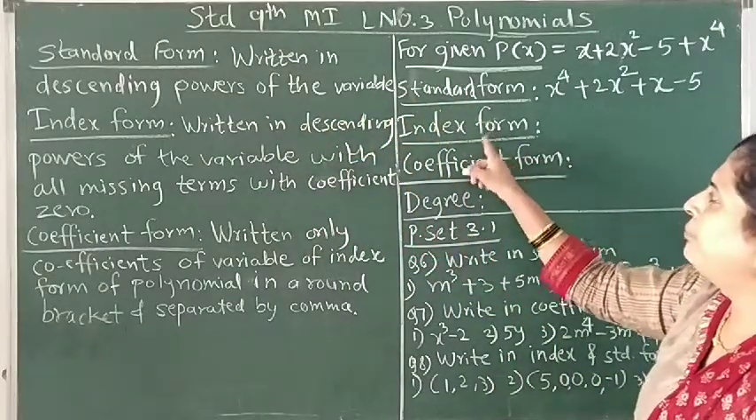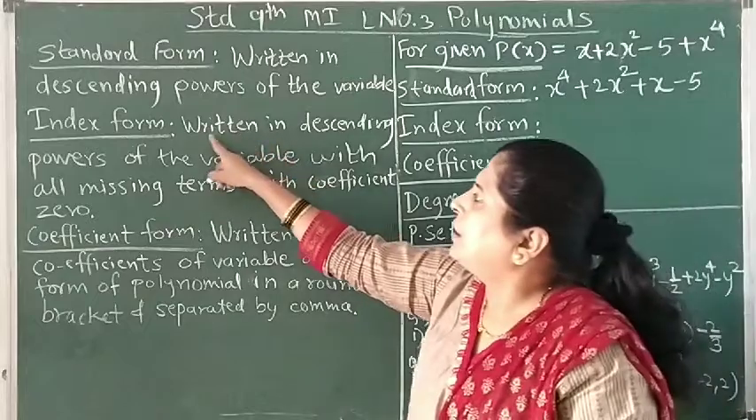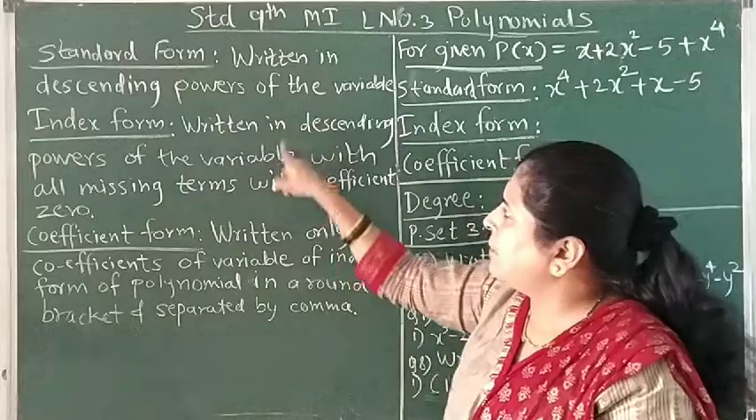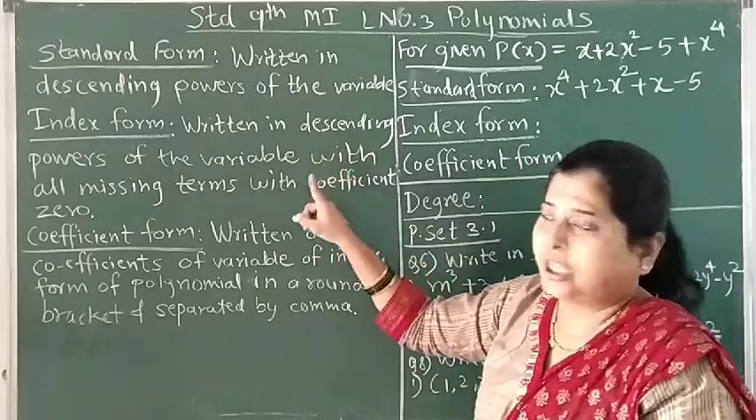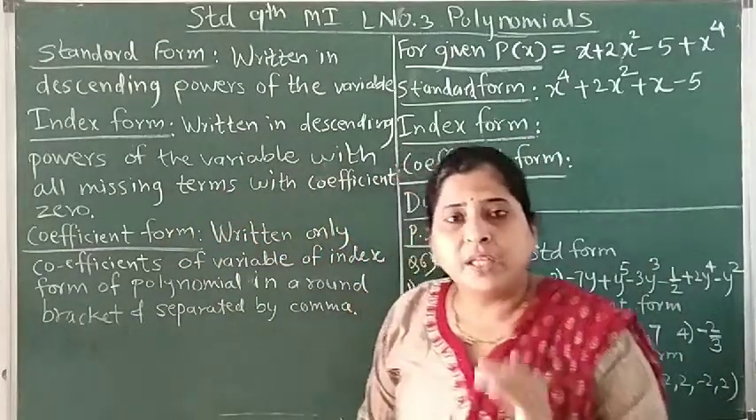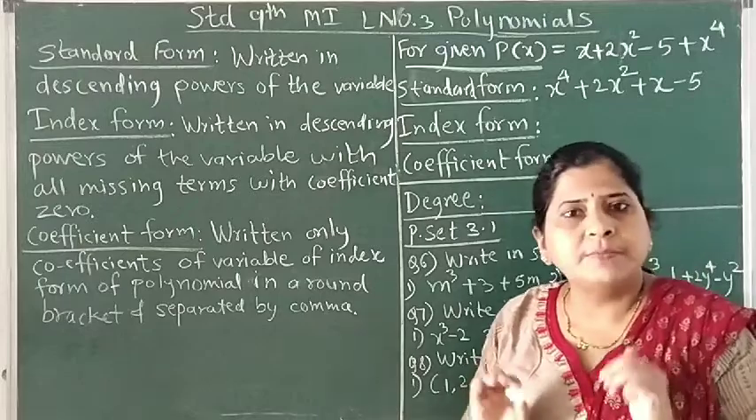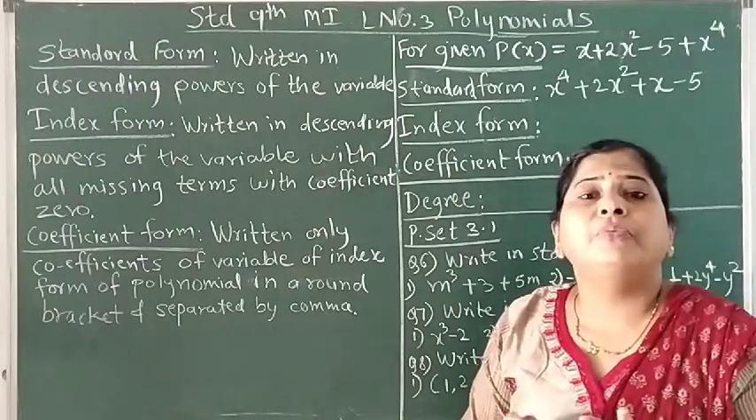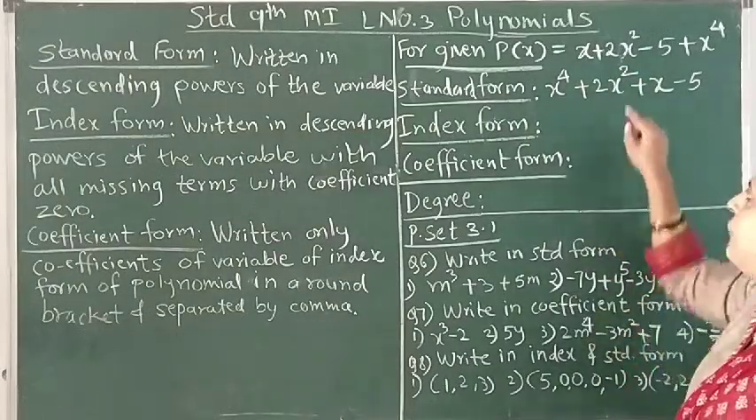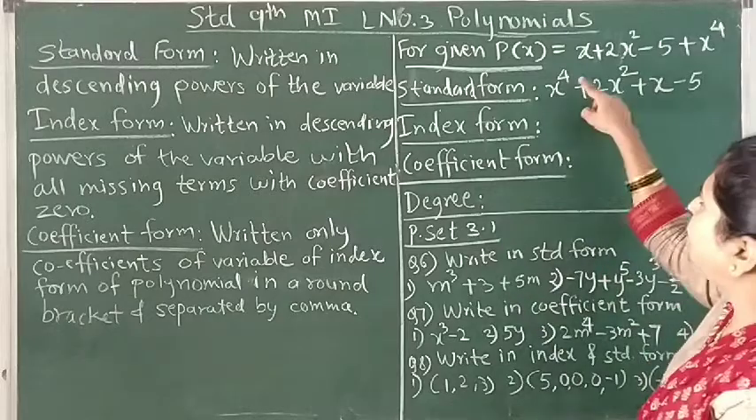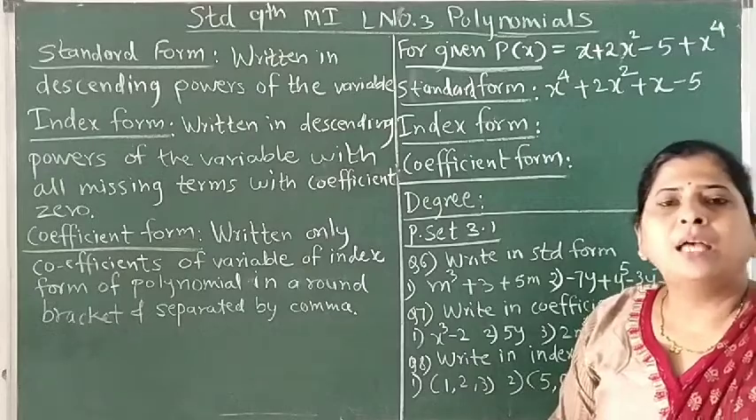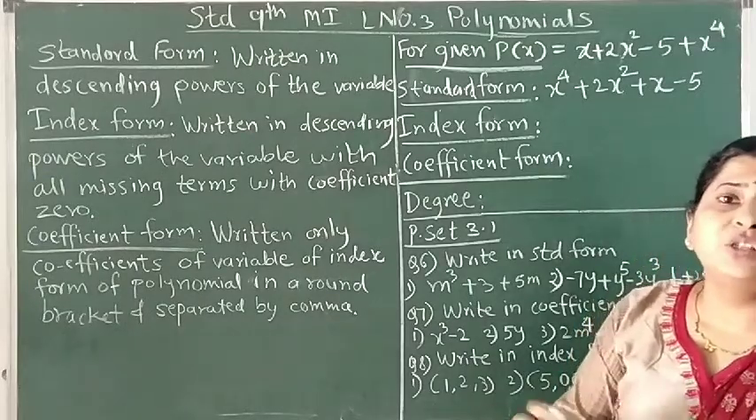Now if you want to know what the index form is: the index form is written with the polynomial in the descending powers of the variable, the same as here, but one extra thing we have to check, all missing terms with coefficient 0. Which means if any term is missing, that term should also be written with the 0 coefficient. For example, here we have seen that after x⁴, directly we have 2x². So fourth power, after that we have second power. So x³, this term is missing. As it is missing, we have to write that term with the 0 coefficient.